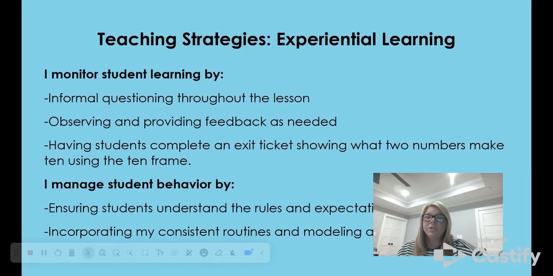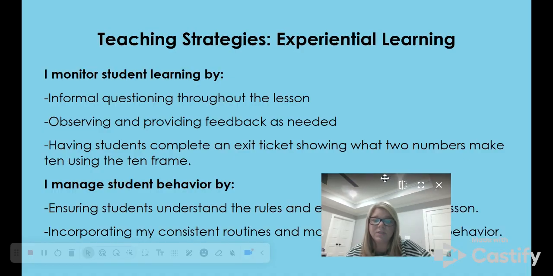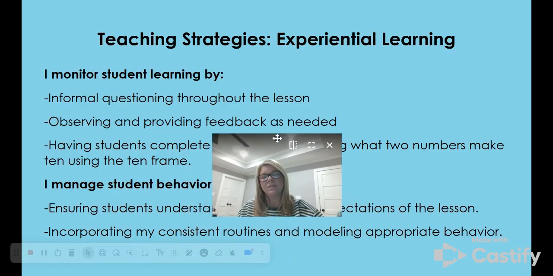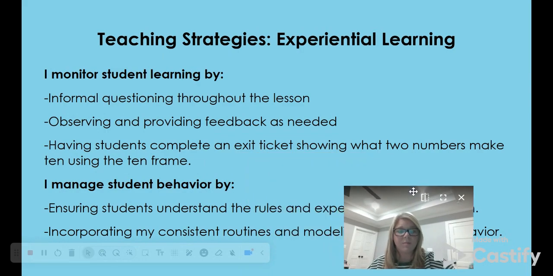I monitor student learning by informal questioning throughout the lesson, observing and providing feedback as needed, having students complete an exit ticket showing what two numbers make 10 using the 10 frame. I manage student behavior by ensuring students understand the rules and expectations of the lesson and incorporating my consistent routines and modeling appropriate behavior.